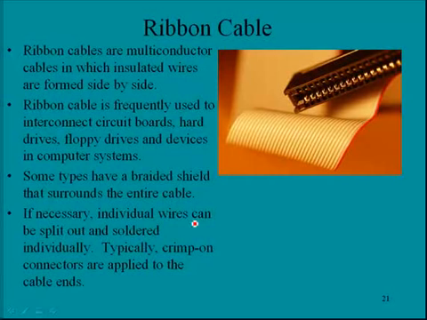If necessary, individual wires can be split out and soldered. So if you needed to, you could, in fact. And sometimes in floppy drive cables, they actually cut one of the wires, and that is the way they designate cables as, what's the term? It's escaping me at the moment. Cable select. And they do that by actually cutting one of the specific ribbon wires. Okay, if necessary, individual wires can be split out and soldered individually. Typically, crimp-on connectors are applied to the cable ends.